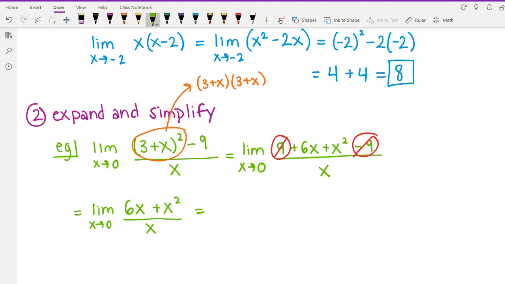And in the numerator, notice everything has a common factor of x, so we can factor an x out. And that leaves us with 6 plus x. And when you're simplifying things like this, like when you're simplifying a rational expression where you have a numerator and a denominator, it's really common for people to make mistakes.